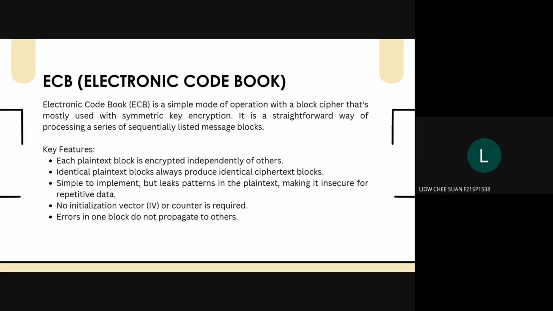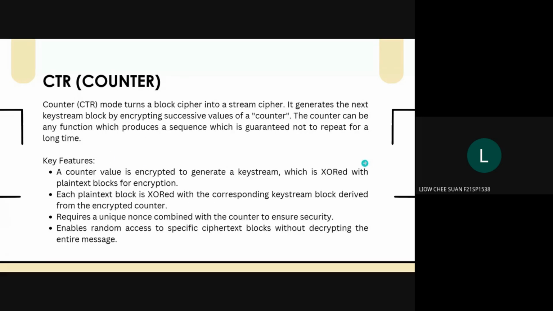So I will talk about the counter mode. Next, CTR transforms a block cipher into a stream cipher by using a counter value to generate a key stream. Each block of plaintext is XORed with a unique key stream for encryption. CTR is efficient, parallelizable, and well suited for modern cryptographic applications.